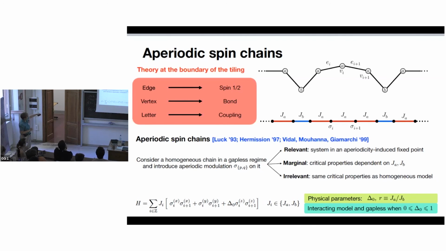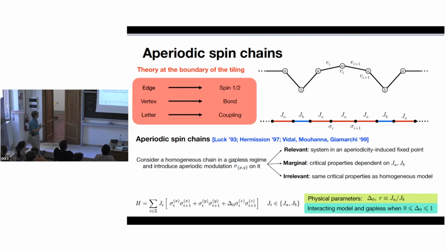Then what you do is that every edge you assign a spin one-half particle. That's for no reason except that it's known how to calculate with these things. And I agree, it's maybe not the best thing to use a spin one-half variable, but let's do it because there's already quite a lot of work on this. Then every vertex gives you a bond, and every letter gives you a coupling. So these A's and B's now give couplings J_A, J_B between these spins. In this way you generate an aperiodic spin chain that's well known in the literature.